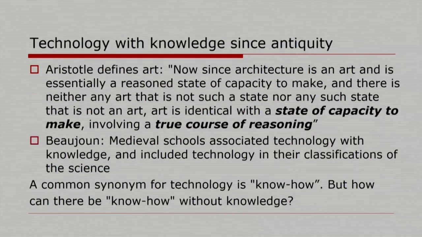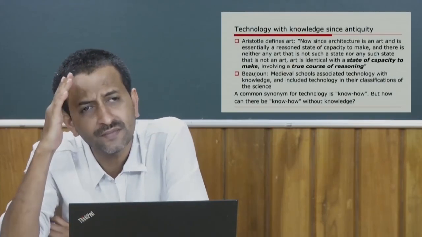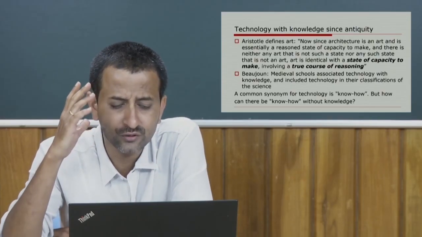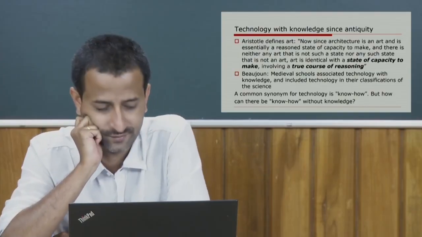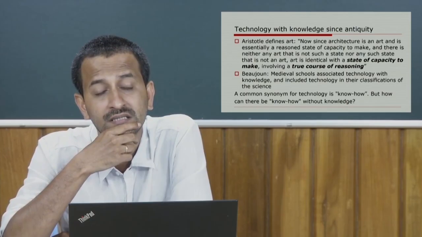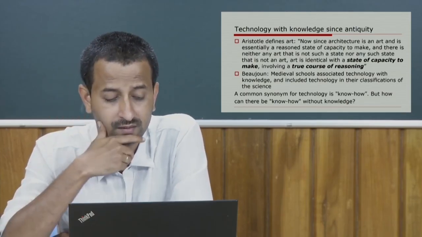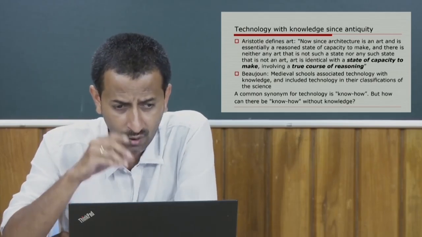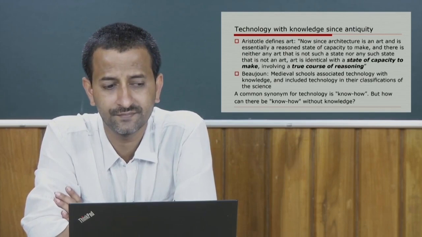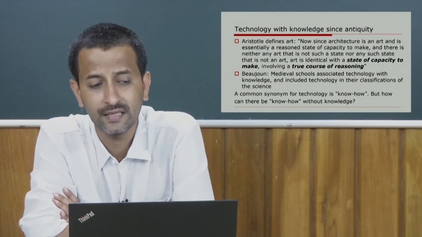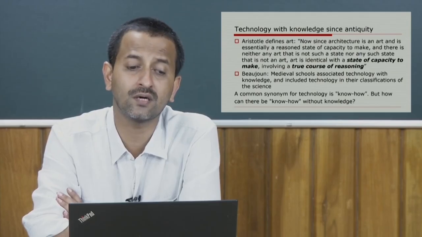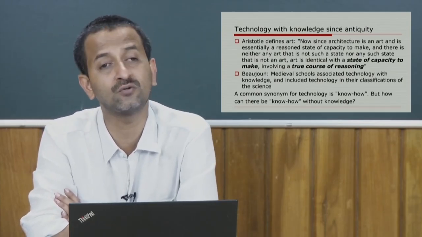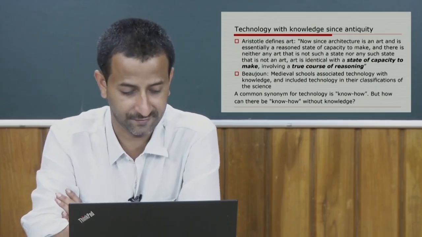And when we talk about technology with knowledge since antiquity, from the very beginning, far from constituting a modern artificial formation, the linking of technology with knowledge is very old. How did Aristotle define art? Aristotle defined art like this: now since architecture is an art and is essentially a reasoned state of capacity to make, and there is neither any art that is not such a state, nor any such state that is not an art, art is identical with a state of capacity to make involving a true course of reasoning.